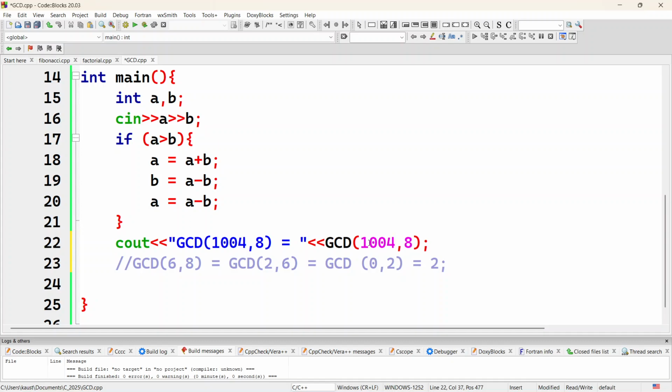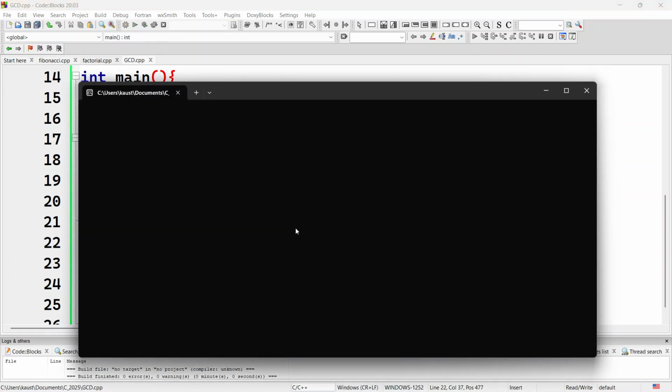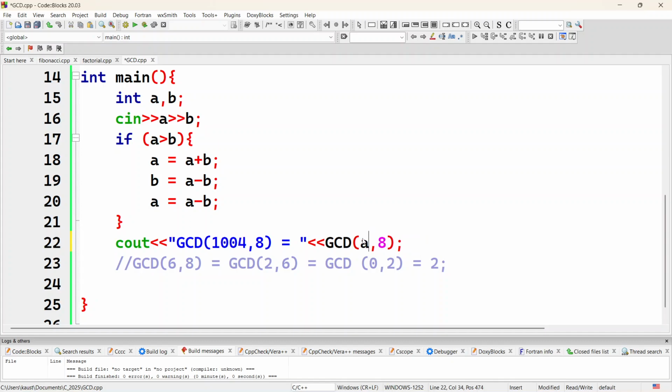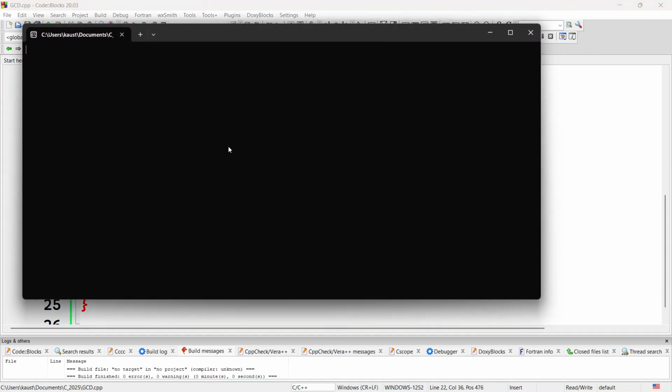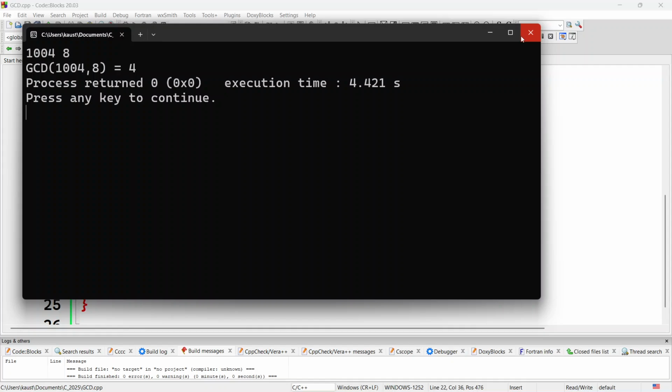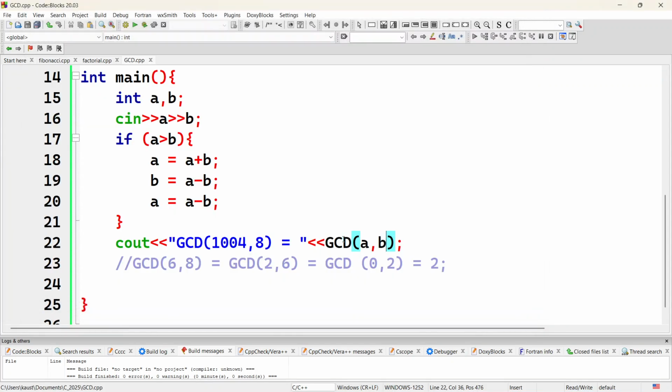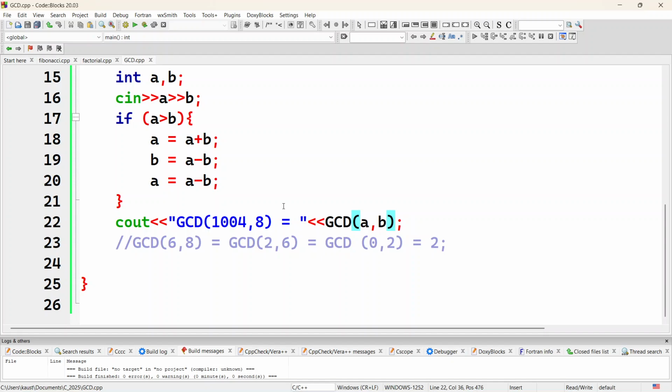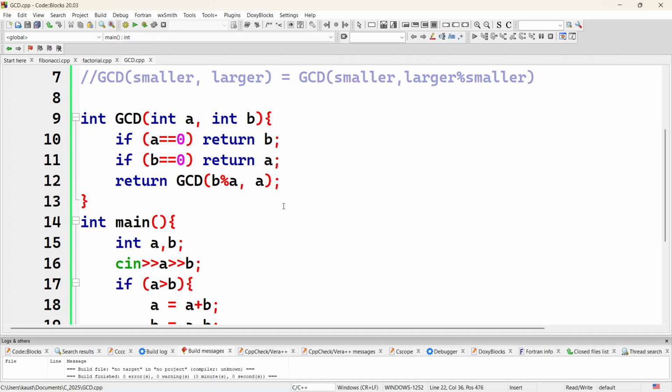1004, I'm not sure whether it's a multiple of 8. It's not a multiple of 8. Oh, sorry, wait a minute. Here I should have passed because I'm entering A and B as inputs, right? Got it. So if I enter 1004 and 8, the GCD is 4. Okay, I hope this recursive algorithm was clear to you. If you have any questions, any doubts, do post them in the comments below.